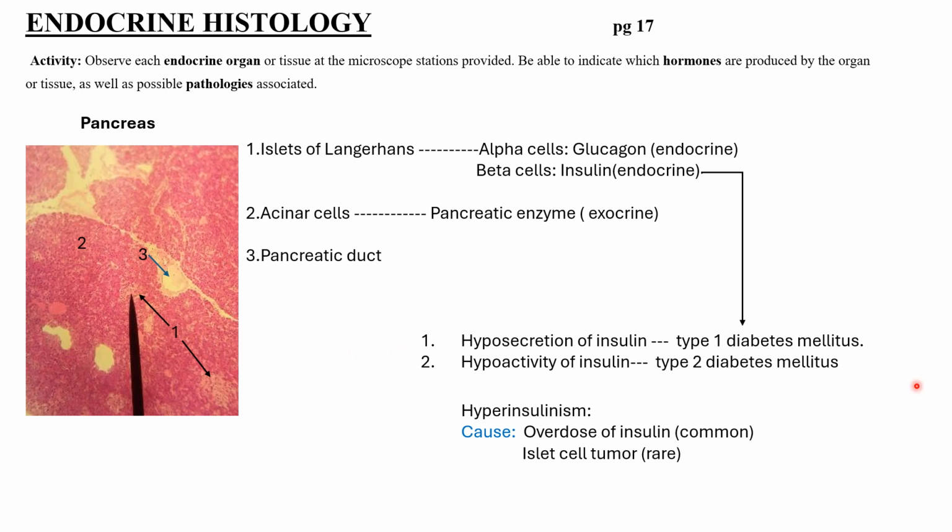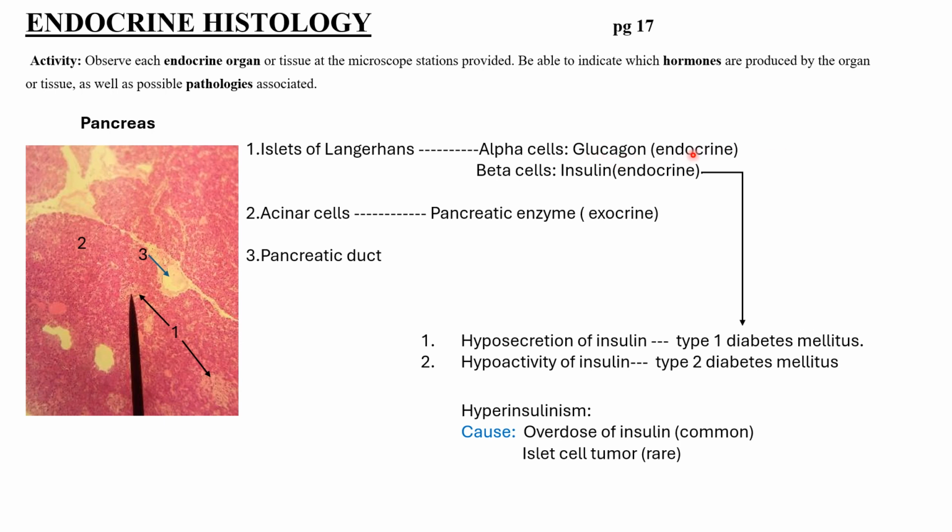Now let's see what will happen if there is too much secretion. Too much secretion of insulin is known as hyperinsulinism, and it can happen if there is a tumor of the islets. And if there is too little insulin, we get a disease which is known as diabetes mellitus. Actually, diabetes mellitus type 1 is because of hyposecretion of insulin, and diabetes mellitus type 2 is because of hypoactivity of insulin.